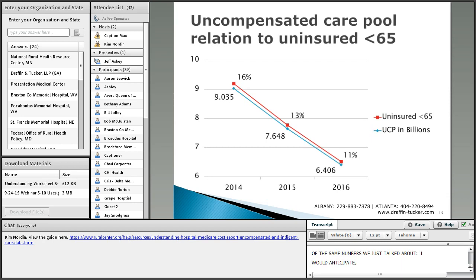Just to throw out some numbers here related to the uncompensated care pool. Again, with federal fiscal year 2014 being the first year that we've implemented this split Medicare DSH payment system, if you will. In 2014, the actual pool amount that was distributed to providers was slightly over $9 billion. In 2015, it dropped, again, based on the increase in the uninsured under the age of 65 that became insured from the previous year. The allocation pool dropped to $7.648 billion.